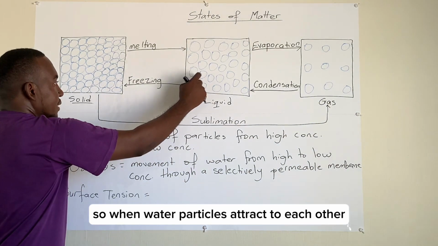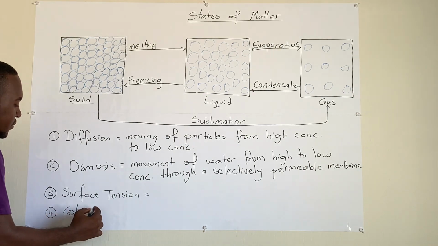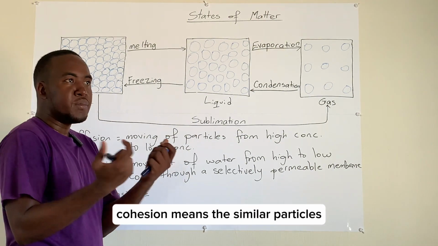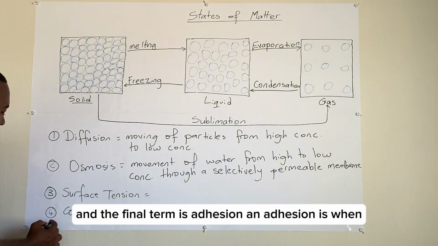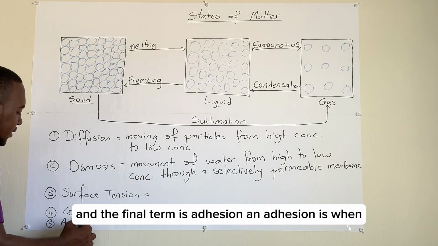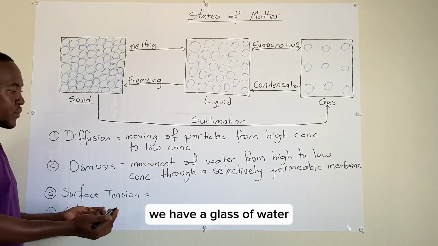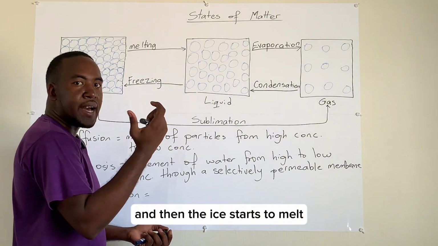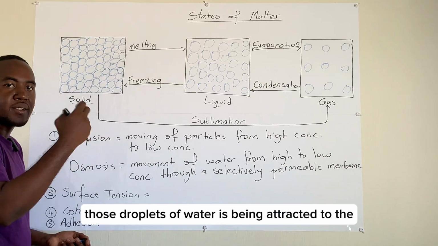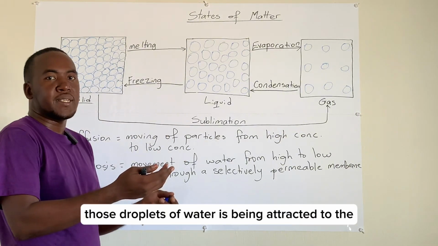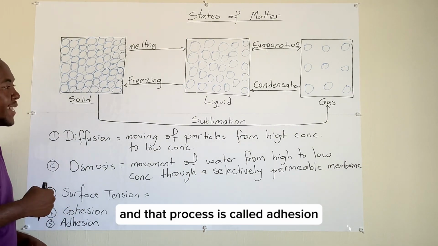So when water particles attract to each other, that process is called cohesion. Cohesion means the similar particles get attracted to each other. And the final term is adhesion. And adhesion is when unlike particles attract to each other. For example, we have a glass of water, and then the ice starts to melt, starting to form droplets of water on the glass. So those droplets of water are being attracted to the glass, right? And that process is called adhesion.